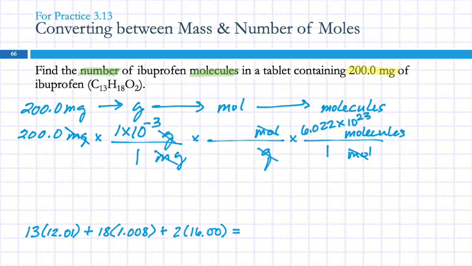13 times 12.01 plus 18 times 1.008 plus 2 times 16. I'm getting 206.274. And that's grams. Any questions? This is one of those very important skills. Dimensional analysis, being able to convert between grams and milligrams, really, really important. Calculating molar masses, really, really important. Writing the formulas of hydrates, not so much. Not so much.